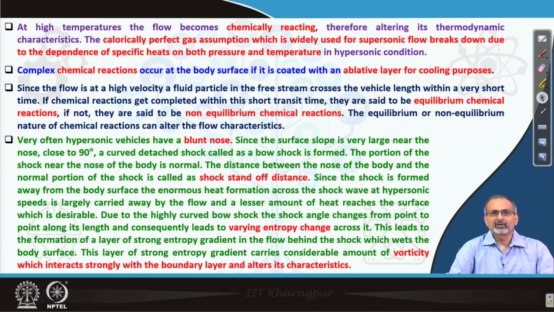Very often hypersonic vehicles have a blunt nose. Since the surface slope is very large near the nose, close to 90 degrees, a curved detached shock called a bow shock is formed. The portion of the shock near the nose of the body is nearly normal. The distance between the nose of the body and the normal portion of the shock is called the shock standoff distance, which we are kind of familiar with now.